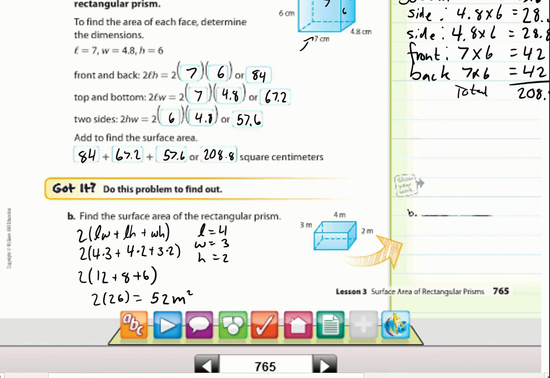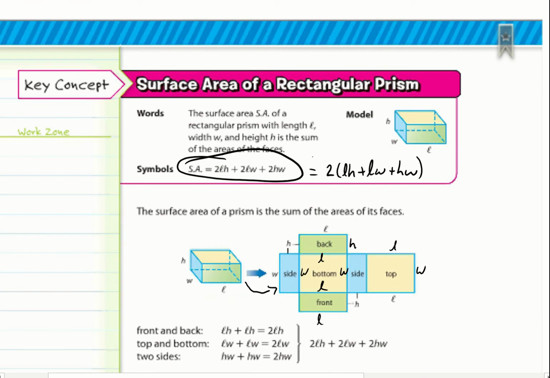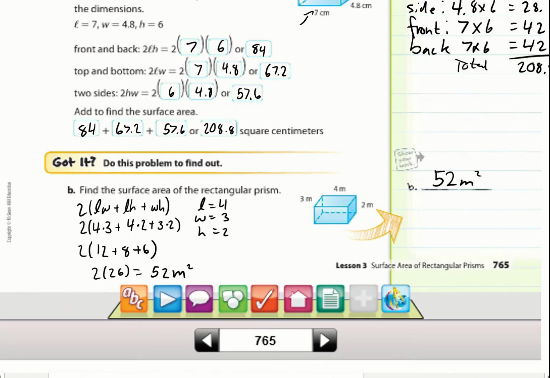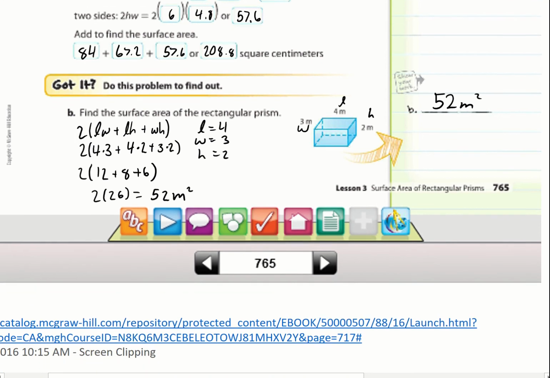Alright, so for B, there's plenty of different methods to get this. It's 52 meters squared. What I did was I used the formula, but I wanted to use the one where it looks like we're going to be using the distributive property. So I factored out the 2. So length times width plus length times height plus width times height. So I found all my dimensions. This is my length, my width, and my height. So I have length times width is 4 times 3 is 12. Length times height is 4 times 2 is 8. And then width times height is 3 times 2 is 6. Add them together, got 26, multiplied it by 2, and I get 52 meters squared.